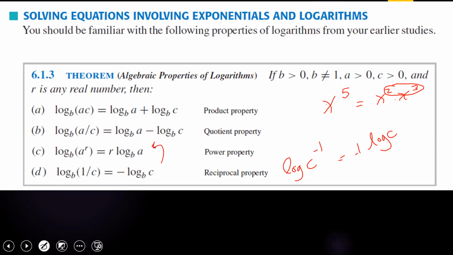So if they are multiplied, the product property, logarithm of a times c, when I expand them, they are added. If they are divided, when I expand them, it will be subtracted. A to the power r means I will put r outside, times the logarithm, and logarithm of 1 over c will be negative logarithm c.